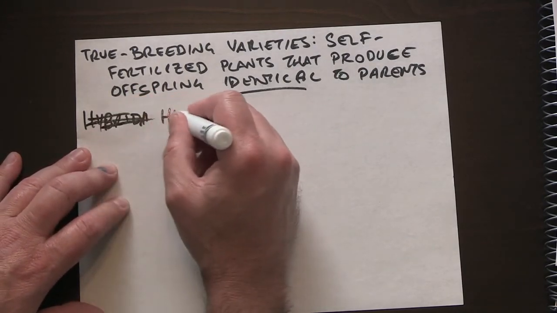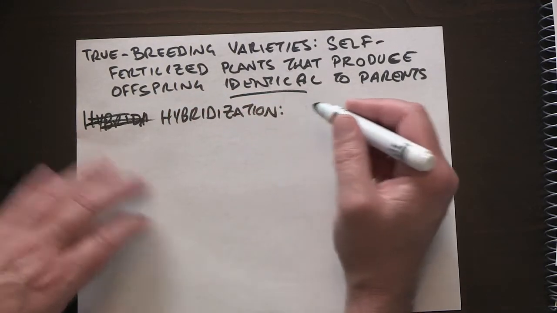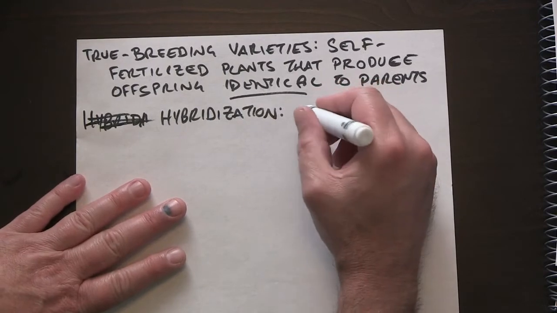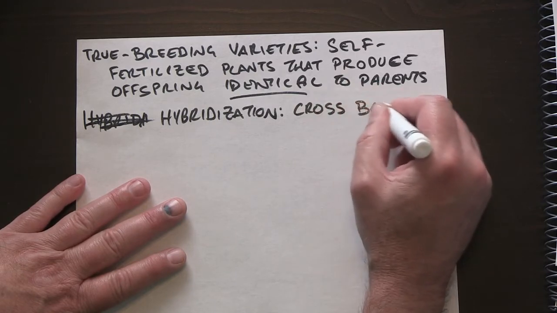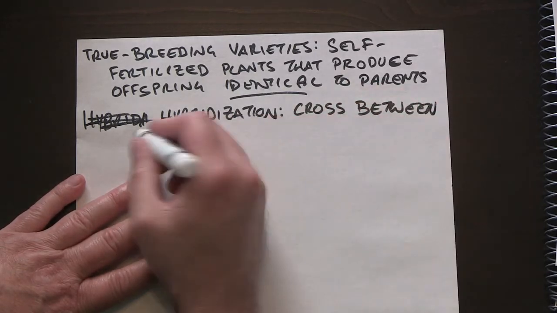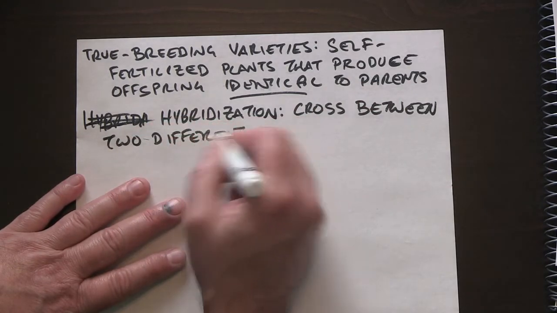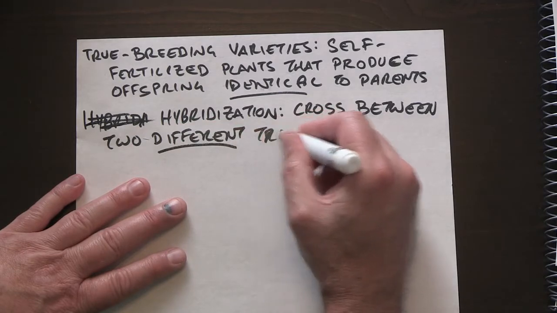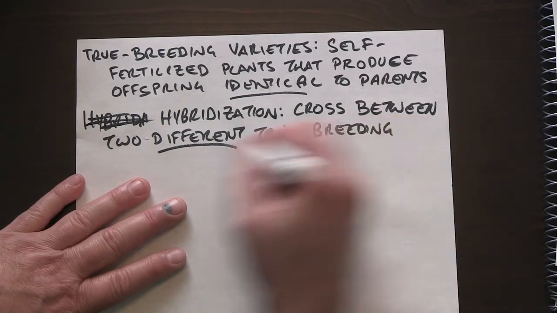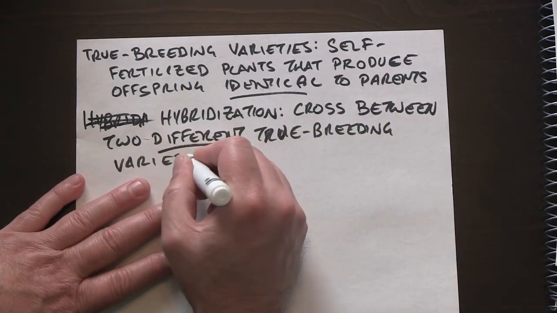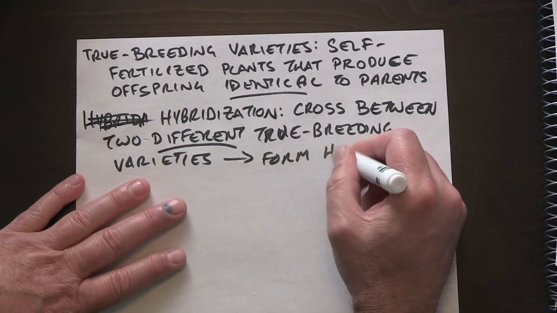Start over here. Hybridization, and this is a cross or a mating of two different true breeding varieties, and they form what are known as hybrids.